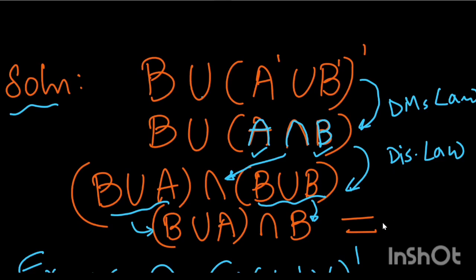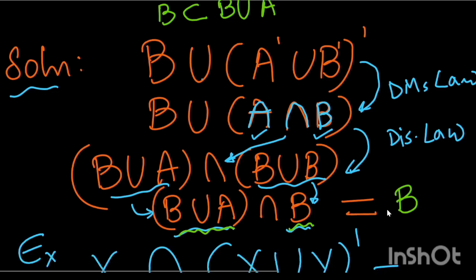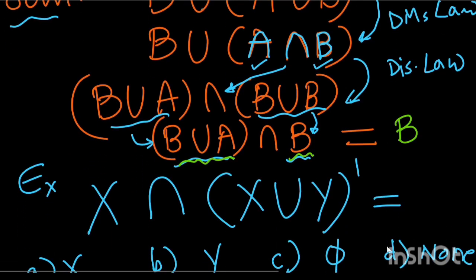What should be the answer to (B union A) intersection B? Since B is a subset of B union A, if you take the intersection of B union A with B, it will give B only. So the answer is B, guys. Okay, the answer is B. Now let's try this single correct objective question.